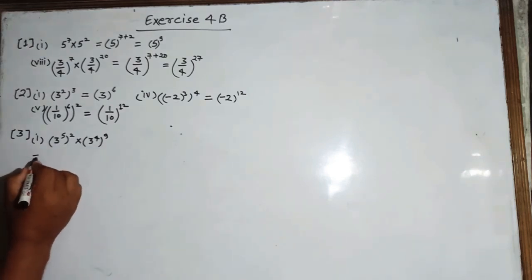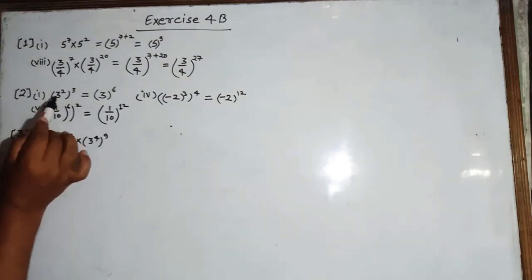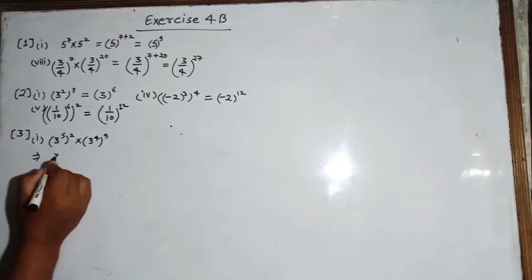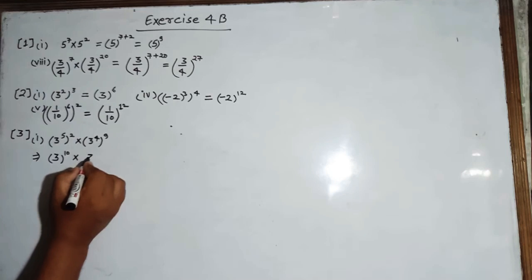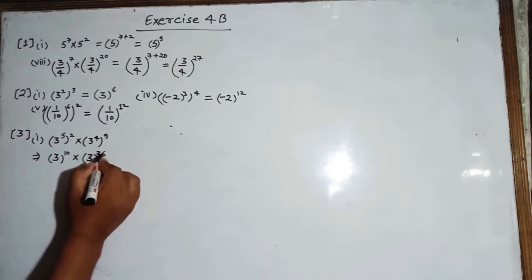So how will you write it? You know that this is the same as we have done in question number 2. So what we were doing, 2 times 3 is 6, we are writing. So 5 times 2 is 10. 3 to the power 10 it will be, and into 3 to the power, 9 times 4, which is 36.